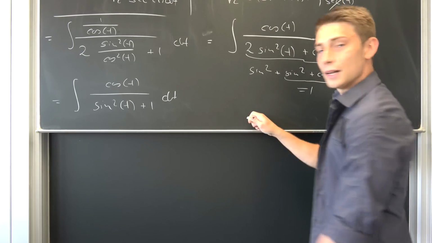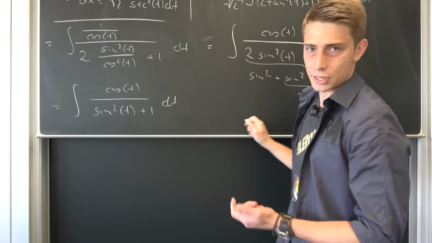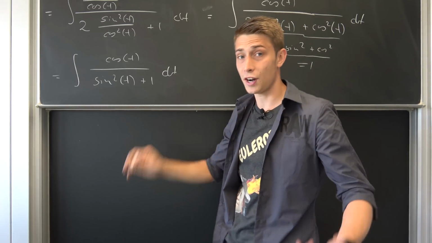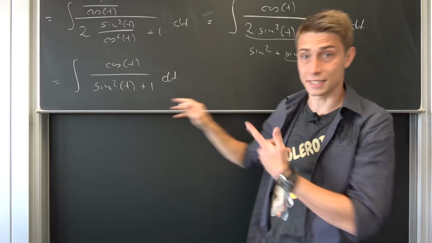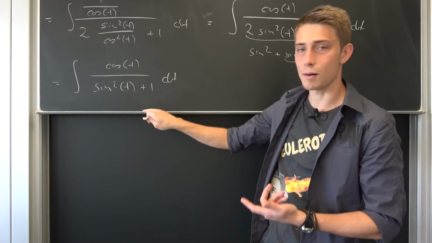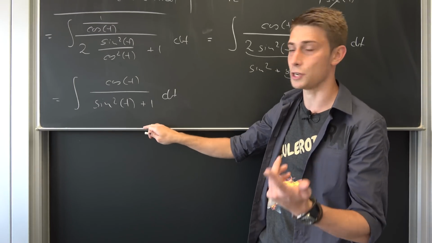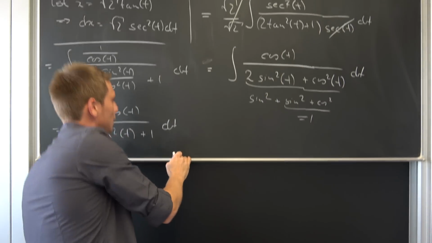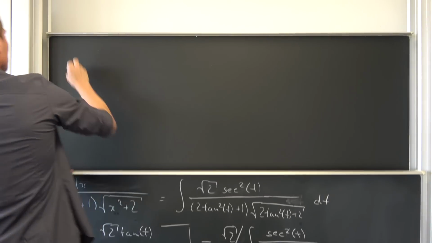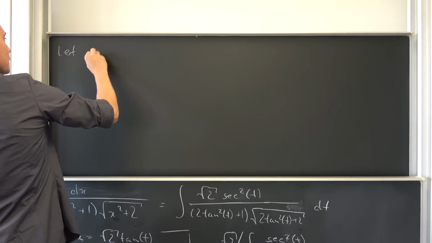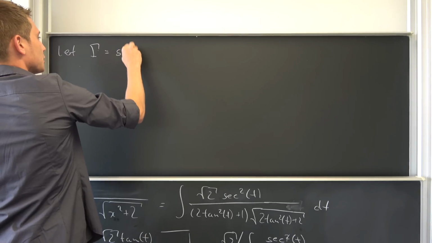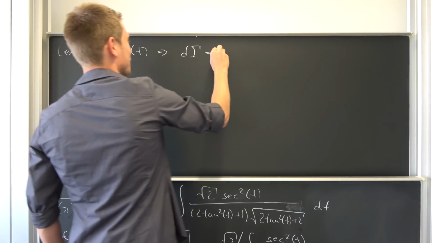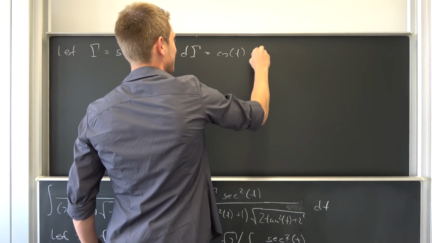t. And now it does make sense to actually introduce another substitution. Once again, let gamma be equal to the sine, because sine differentiated is nothing but cosine. We would get rid of this stuff right here. So let gamma be equal to sine of t. That also means that d gamma is nothing but cosine of t dt.